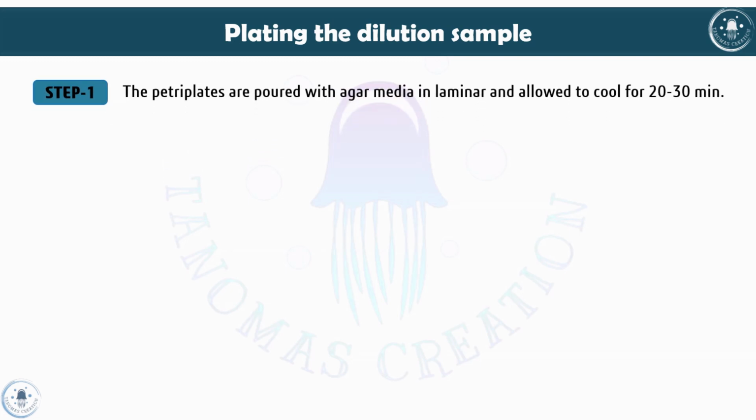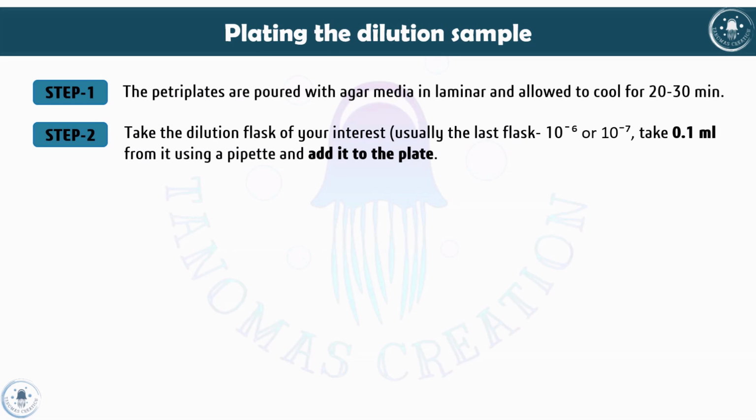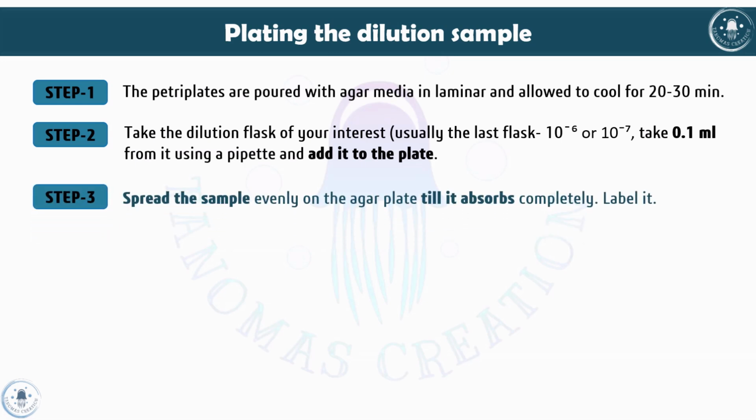Okay, now these petri plates which you have autoclaved with culture media, you pour the agar media in the laminar and allow it to cool for 20 to 30 minutes. Now take the dilution flask of your interest, usually the last flask, 10 to the power minus 6 or minus 7. Here we have taken 10 to the power minus 6. Okay, so take 0.1 ml from it using a pipette and add it to the plate. Now after adding, you spread the sample evenly on the agar plate till it gets absorbed completely. Now label the petri plate properly so that you can identify which plate is of which dilution, right?